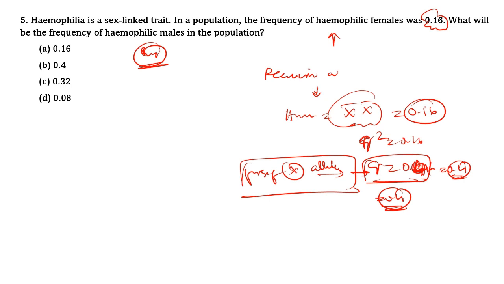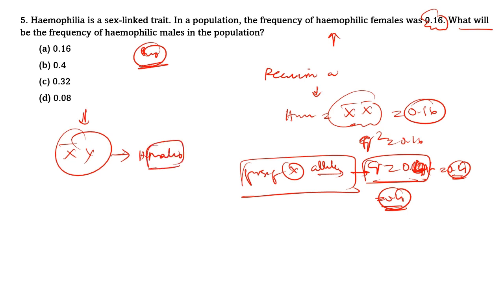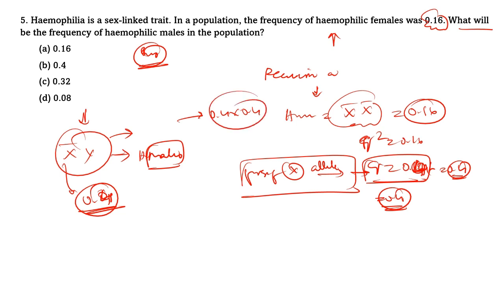What they are asking is, what will be the frequency of hemophilic males in the population? Since it is in the hemizygous condition, we only require one allele for the disease to occur in the males. So the frequency in the males will be 0.4 only. But when we talk of females, it should be multiplied with another 0.4, since the two recessive alleles are responsible for the disease in the females, so we consider 0.4 into 0.4. Otherwise, since only one allele is enough in the males, it is 0.4.